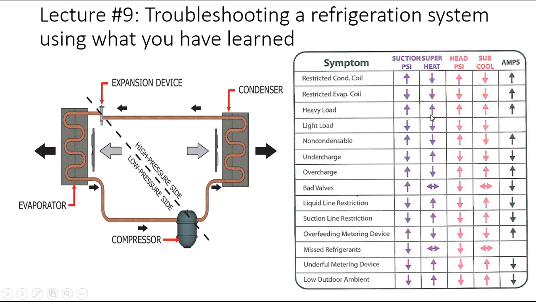You get high superheat, high subcooling. Some of them could be kind of interesting. Undercharge: you could have high superheat, low subcooling, right, and so on. So this chart's really helpful, and I'd suggest maybe trying to find one of these online. Maybe you could figure out a way to cut it out of this particular presentation. But this is a very helpful little troubleshooting chart.